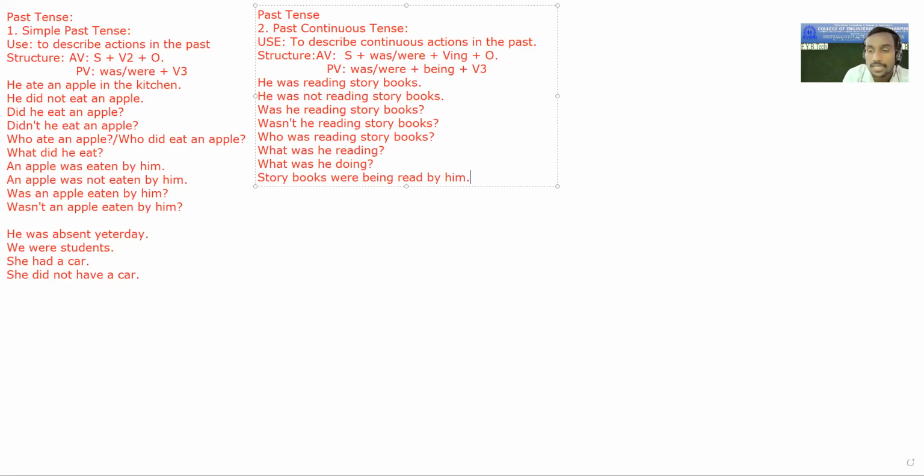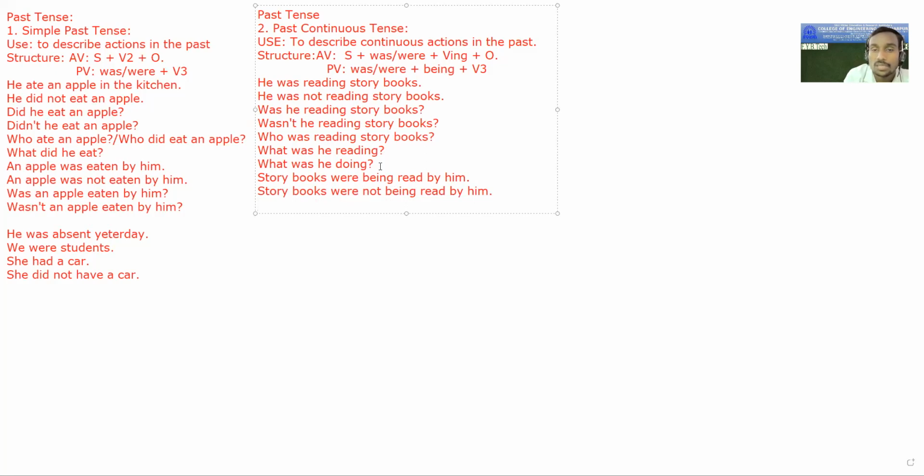By him. Yes, that became your passive. That's right. Vaishnavi also sent it in the chat box. Then let's go on now. If you're able to make it, the next things are simple. We are making it negative. Okay, storybooks were not being read by him. That became your negative. And now let's make it a verbal question.